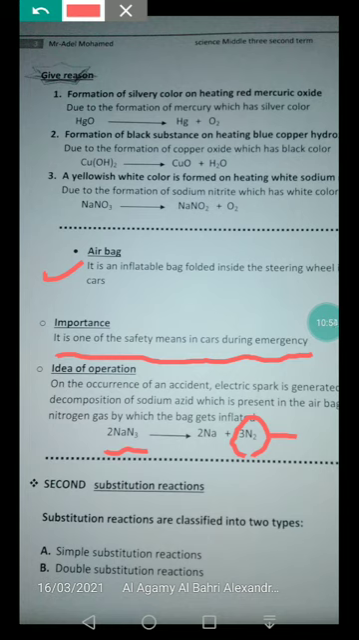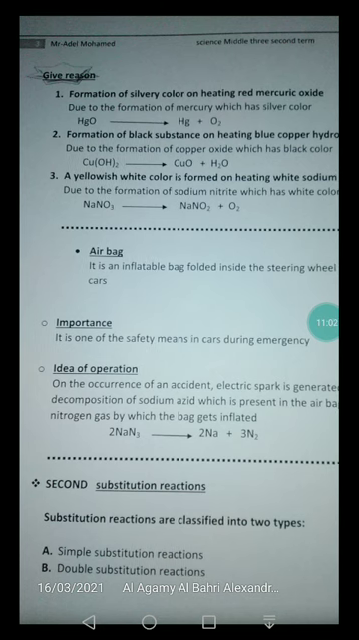In the next part of this lesson, we will study the other two types of chemical reactions, substitution and oxidation reduction.